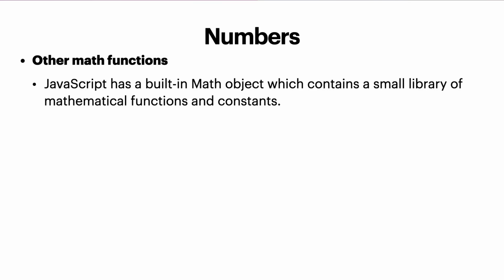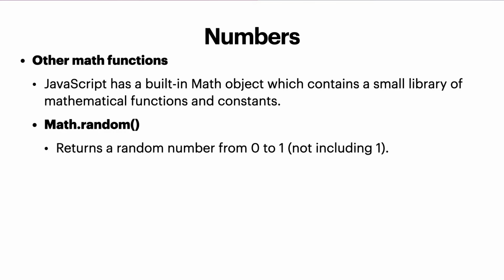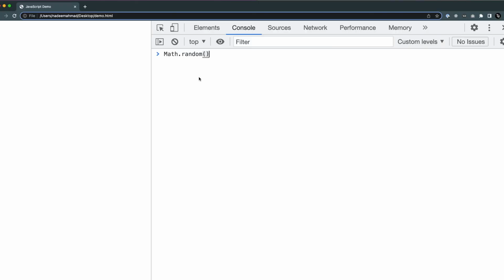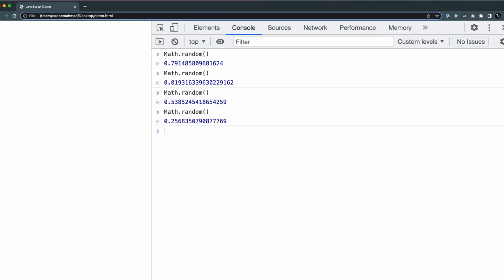So JavaScript has a built-in Math object which contains a small library of mathematical functions and constants. We'll talk about a few of them over here. The first one is basically Math.random, which returns a random number from 0 to 1, not including 1. So when we call it over here, you can see that we are getting a random number. Calling it again gives us random numbers all the time.